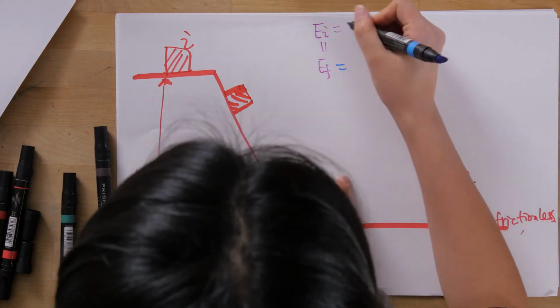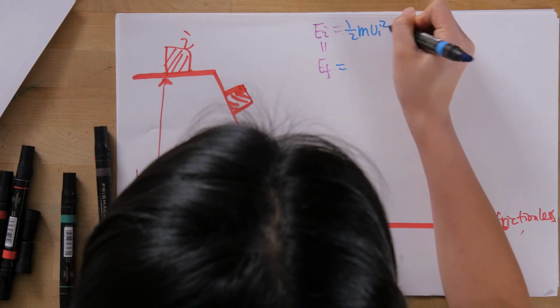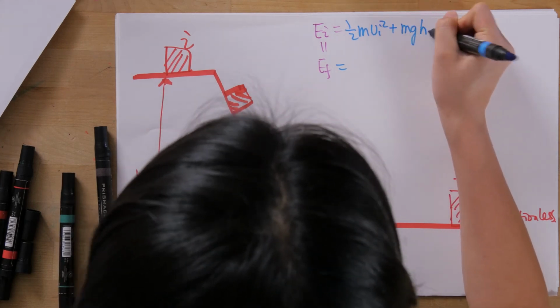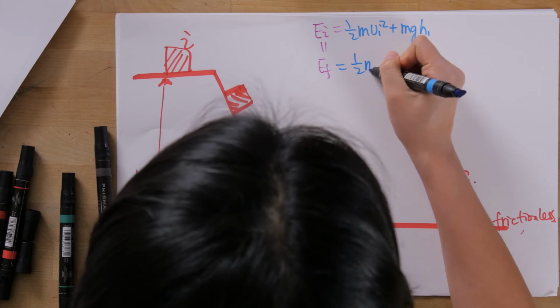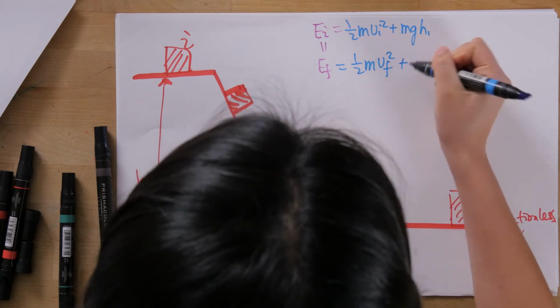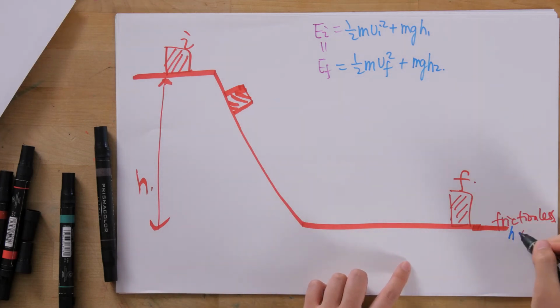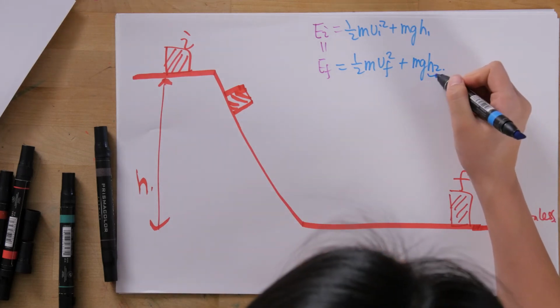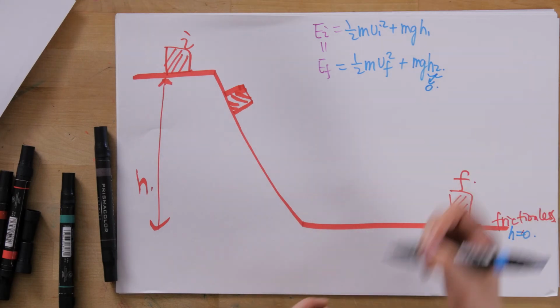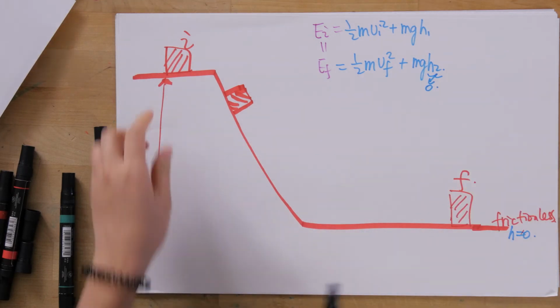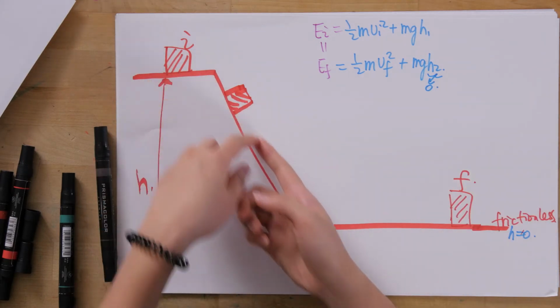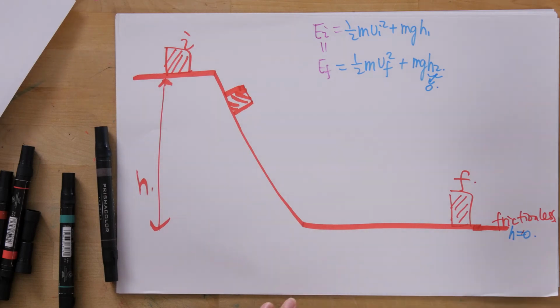Then we have 1/2 m vi squared plus mg h1 equals 1/2 m vf squared plus mg h2. If we set the final height h equal to 0, then h2 goes to 0. Here we have like a projectile, it's just sliding down. There is no rotation involved.